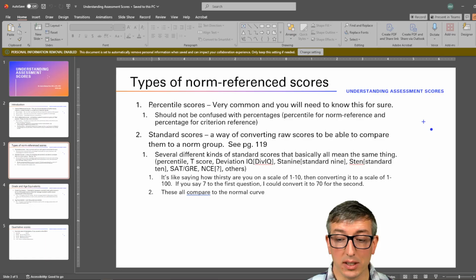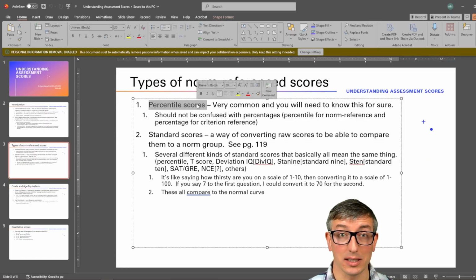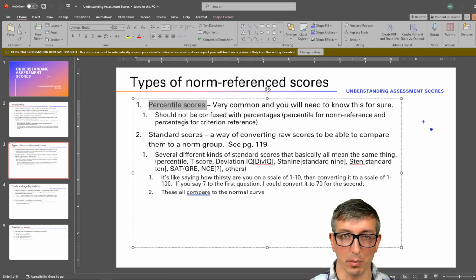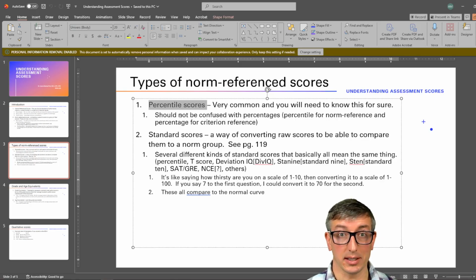But now today we're going to talk about percentiles and standard scores. That's really the big thing that we want to get to, because in all of the outputs that we're going to look at in class, the assessment results, that's what we're going to see is some version of percentiles.